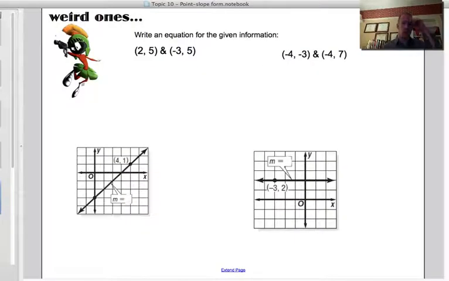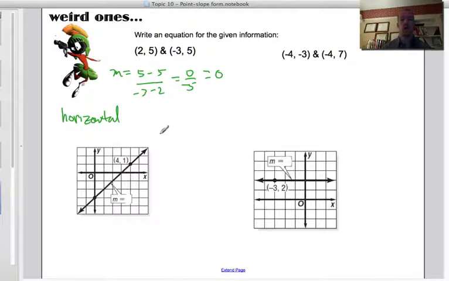Alright, so let's do a couple more. Write the equation for the given information. So we got 2 points. I do my slope thing, and I get 5 minus 5 over negative 3 minus 2, which gives me 0 over negative 5. That's equal to 0. 0 divided by anything is 0. When you have a slope of 0, what kind of line is that? Very good. It's a horizontal line.